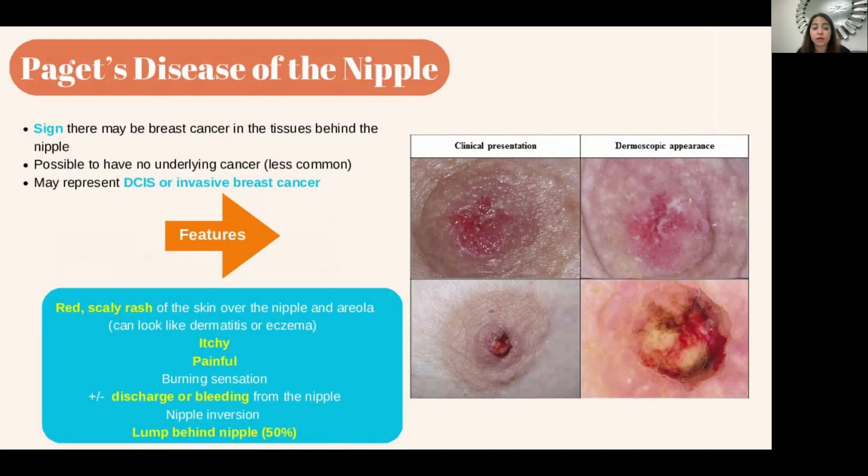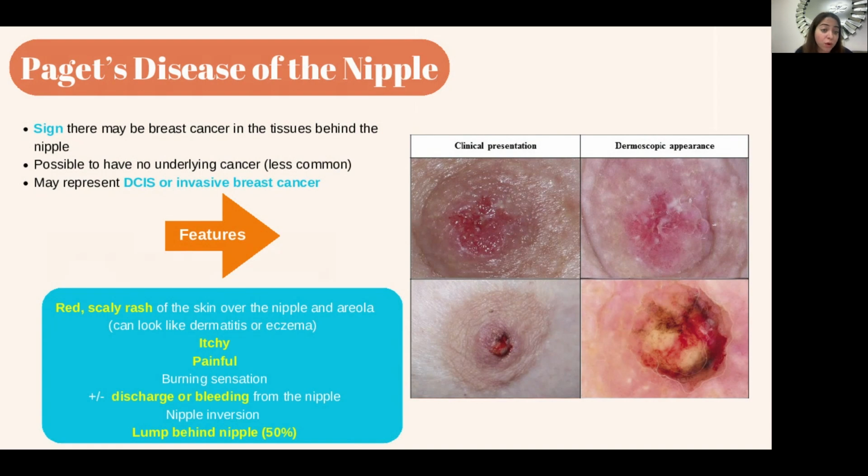And then going on to Paget's. So Paget's is a sign that there may be breast cancer in the tissue that's behind the nipple. It is possible to not have underlying cancer and have these changes around the nipple, but most of the time it is associated with breast cancer in the tissue behind the nipple. They can represent the ductal carcinomas in situ or invasive breast cancer.